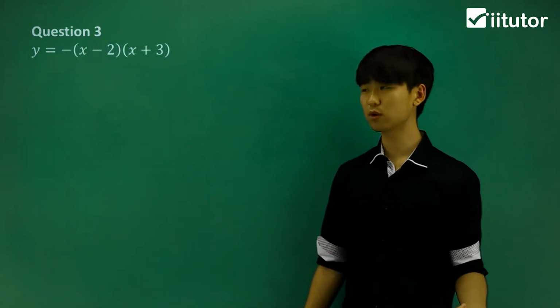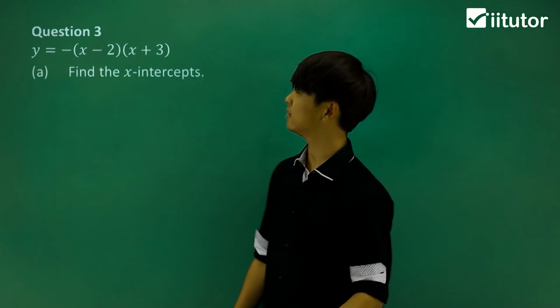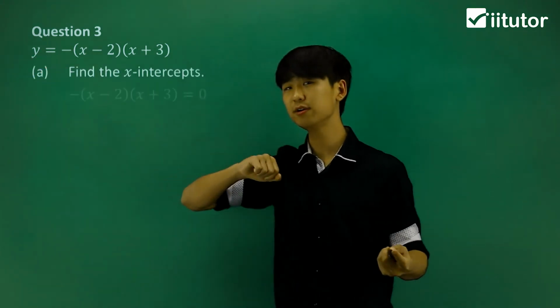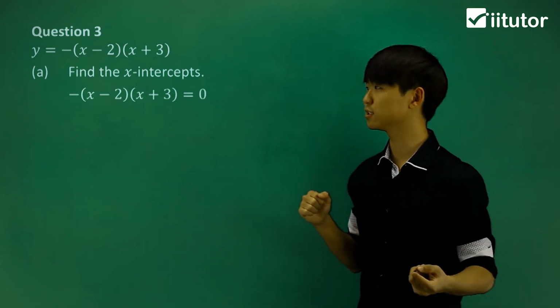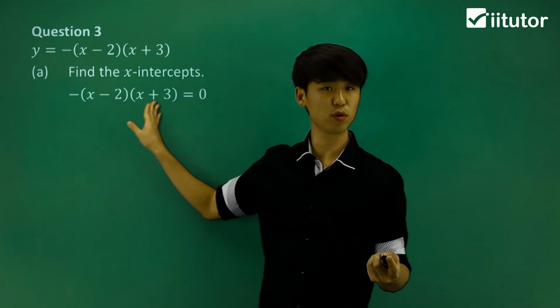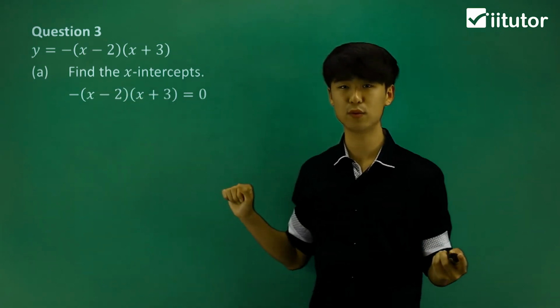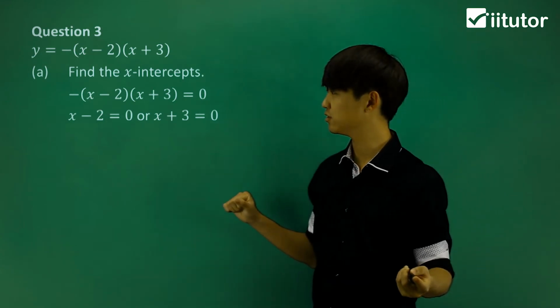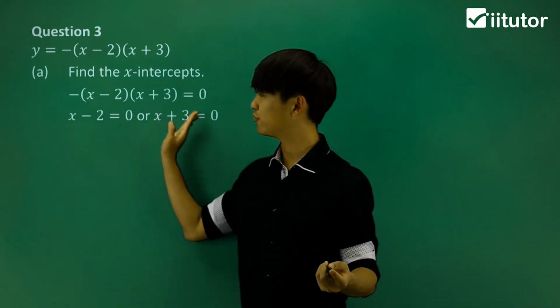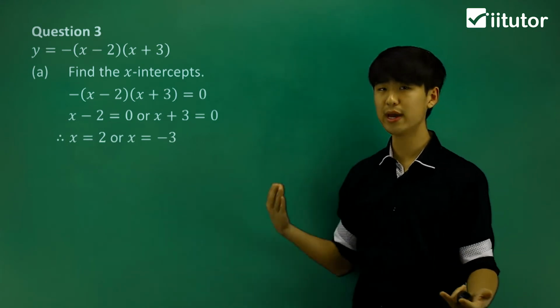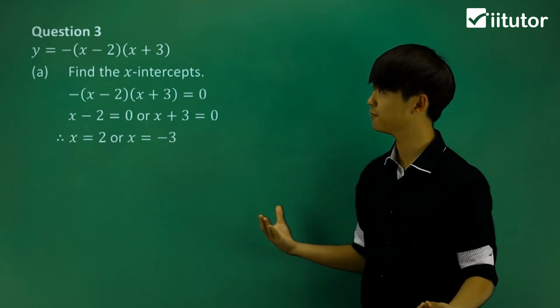Okay, so we have another quadratic. Finding the x-intercept, let's put y is equal to 0 and solve this. So we have two brackets again. Either this one is 0 or this one is 0 for them to all be 0 when they get multiplied. The first one is 0 or the second one is 0. If we solve each one, what do we get? My x-intercepts are 2 and negative 3.